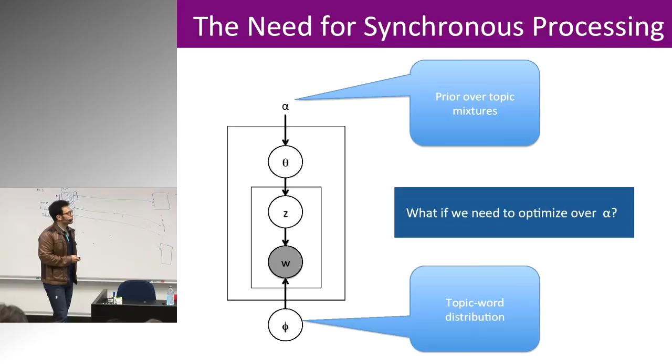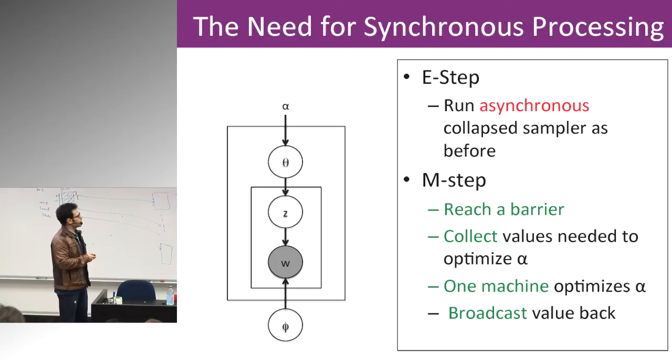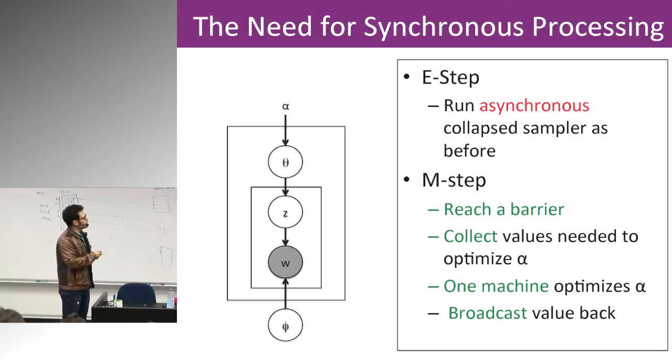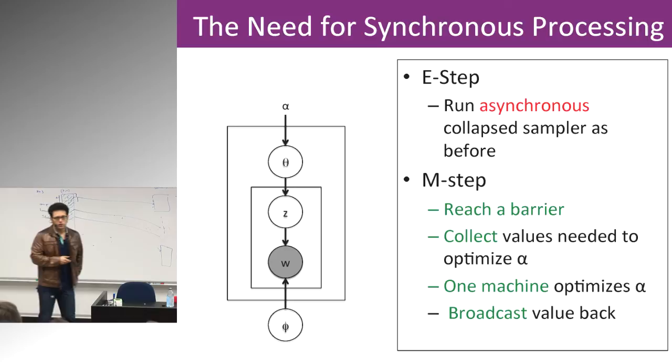So we go into an EM-style operation, where we run our asynchronous collapsed sampler as before, fixing alpha. And now we need an M step to optimize alpha. In order to optimize alpha, we need to compute the sufficient statistics across all documents. There is no way that you can do that asynchronously, at least in the current algorithm. So we run asynchronously, make one pass over the data, applying our previous algorithm, and we stop. Then we compute some sufficient statistics based on the topic distribution inside each document, aggregate these values across clients, and then take these values, optimize alpha, and push it back.